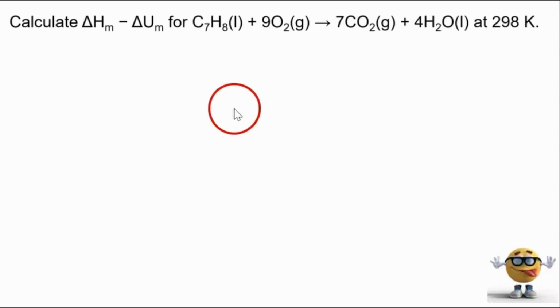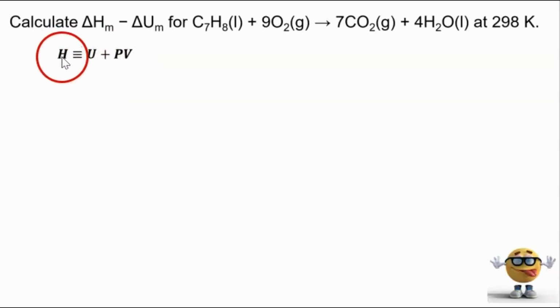All right, in this very common exam problem, we want to calculate the difference between the change in molar enthalpy and the change in molar internal energy for this combustion reaction right here at 298 Kelvin. And we're going to do that by starting off with the definition of enthalpy, H, which is defined as the internal energy plus the pressure times the volume.